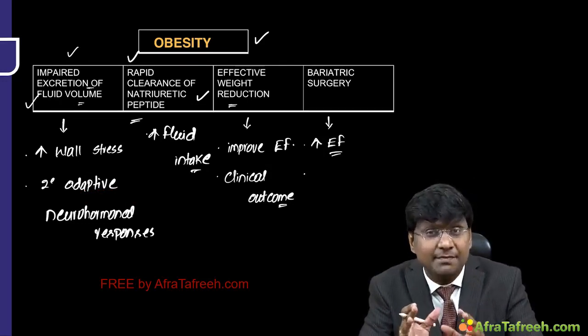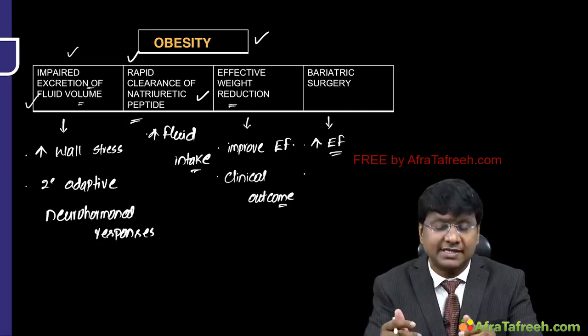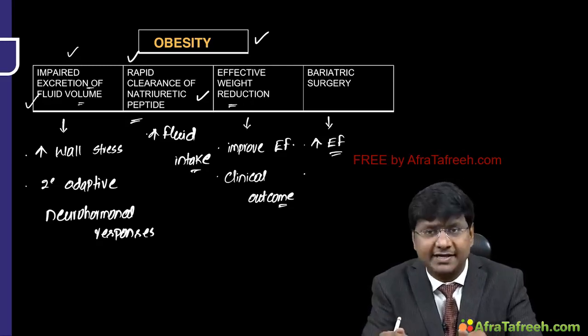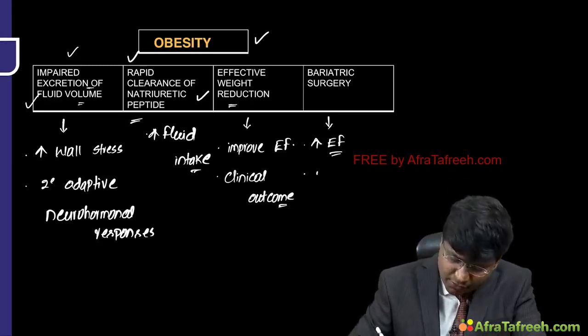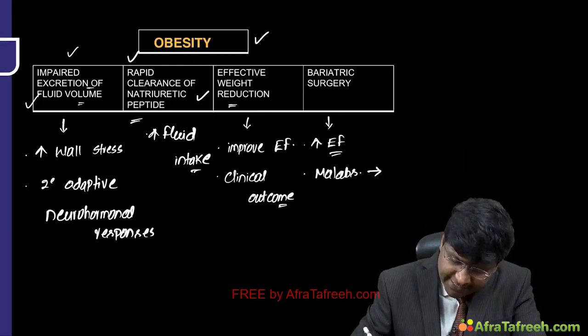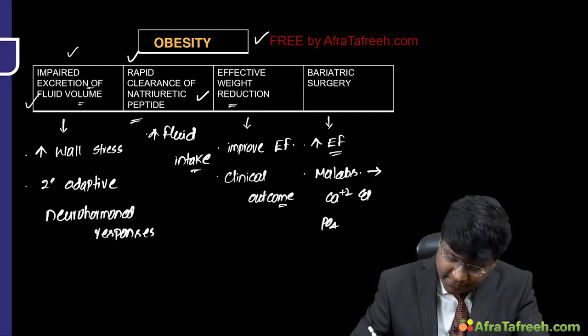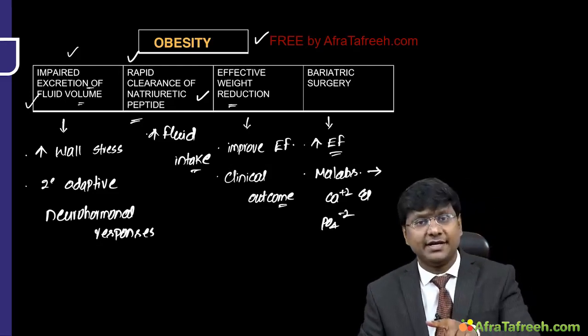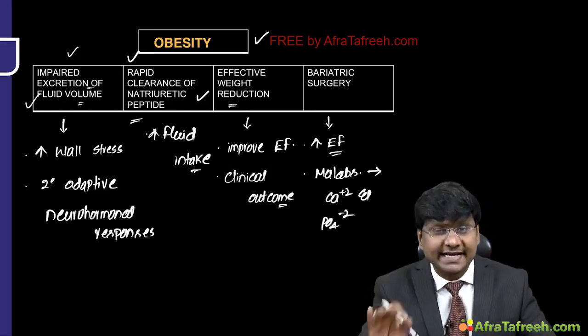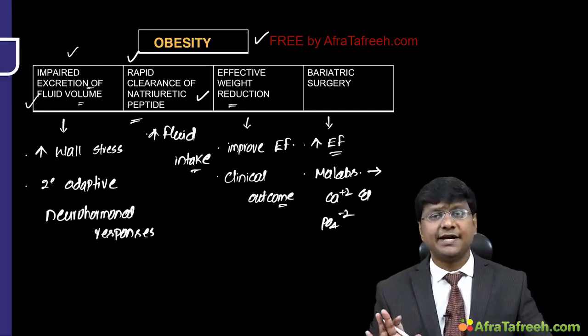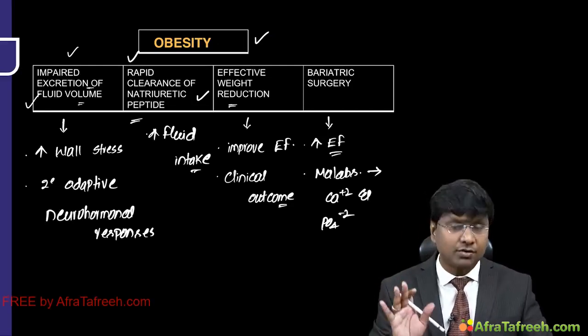Now, what are the very important nutritional deficiencies that can increase the risk in case of dilated cardiomyopathy? They are malabsorption of calcium and malabsorption of phosphate because of the bariatric surgery. That is very much deleterious for patients with cardiomyopathy, right? So this is about obesity.